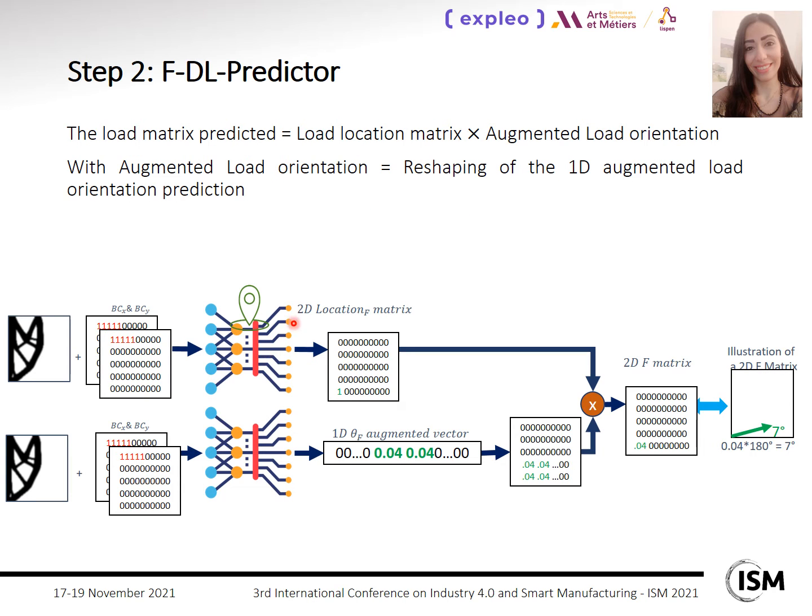Now both models, the locator and the angle estimator, take as input the design and the boundary conditions. The first outputs the location, and the second outputs the 1D augmented vector of the load orientation, which is then reshaped as a 2D matrix. The final load matrix is the product of these two matrices, the one of the location and the one of the orientation.